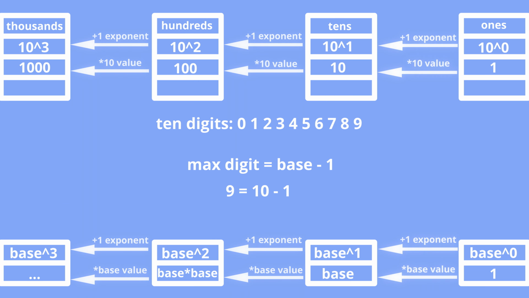In the base 10 number system, exponents of the weights start from 0 and are increased by 1 from right to left. Values of the weights start from 1 and are multiplied by 10 from right to left. In the general case, for any positional number system, exponents of the weights start from 0 and are increased by 1 from right to left. Values of the weights start from 1 and are multiplied by the base from right to left.